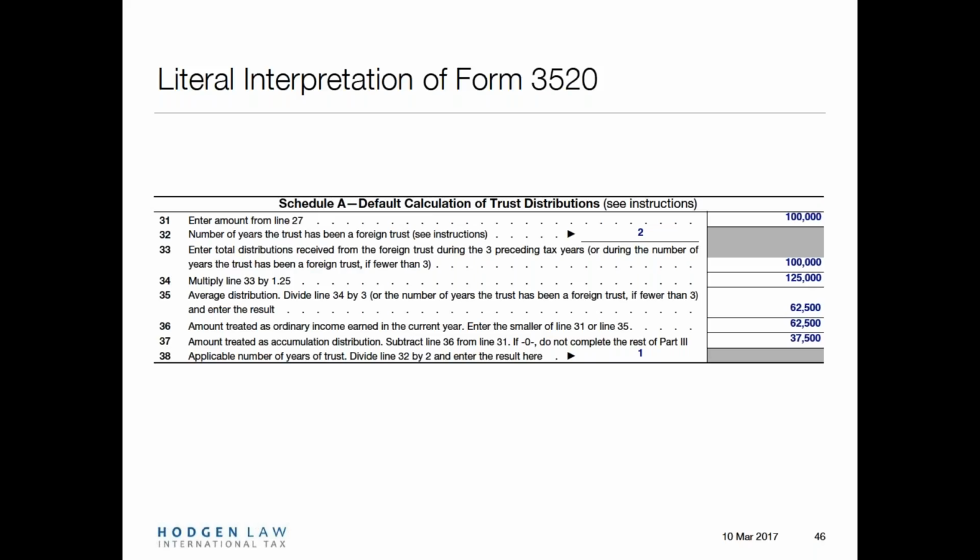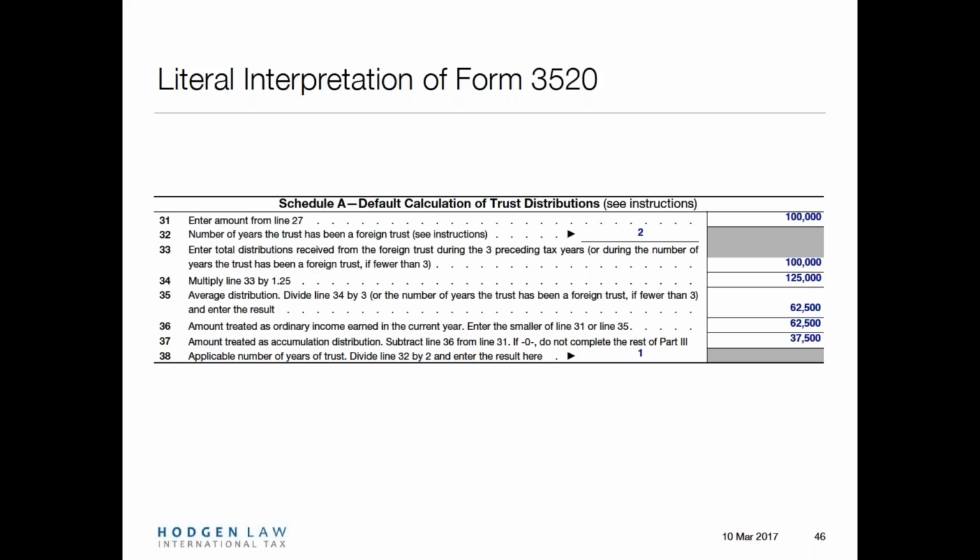And so this leads me to an anomalous result. We are including the current year distribution in order to compute an average, which is supposed to be an average of prior year distributions. And it doesn't make a lot of sense to me that you use a current year distribution if what you're trying to do is compute a prior year average. Nevertheless, this is what the form says, so let's follow along with what it says.